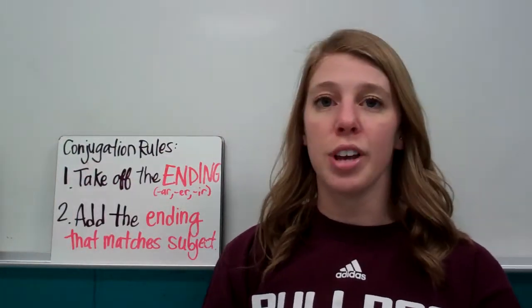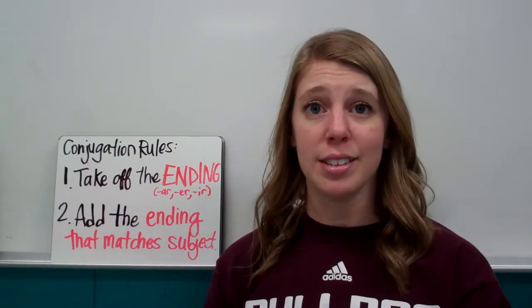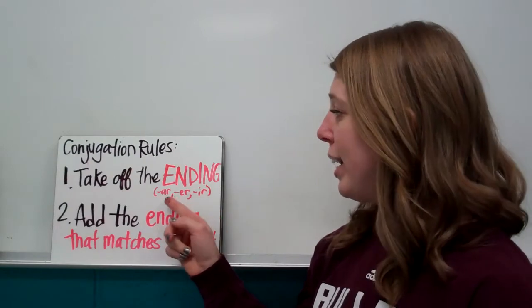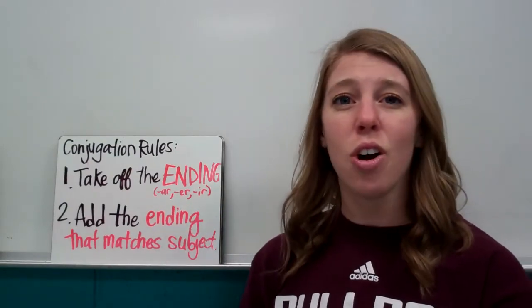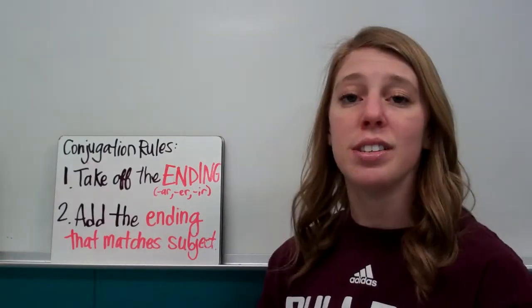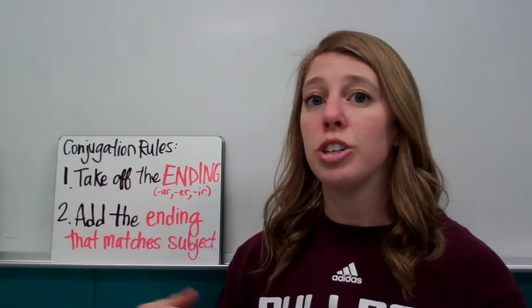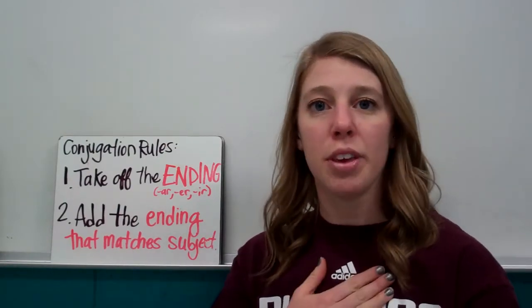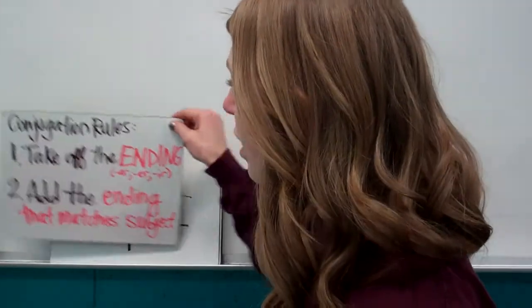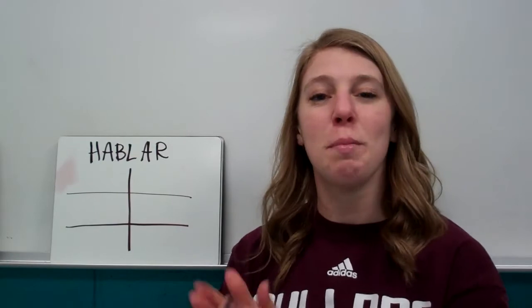Now we're getting to our conjugation rules, and if you notice, they're exactly the same as they were for the present tense. So step one has always been the same. We're going to take off our endings. So we are going to take off the AR, the ER, or the IR, and then we're going to add the ending that matches the subject. And we've got our new set of endings, and so we're just going to pick one of those. So if we want to talk about the yo, it's going to be é or í, depending on what kind of verb you have.